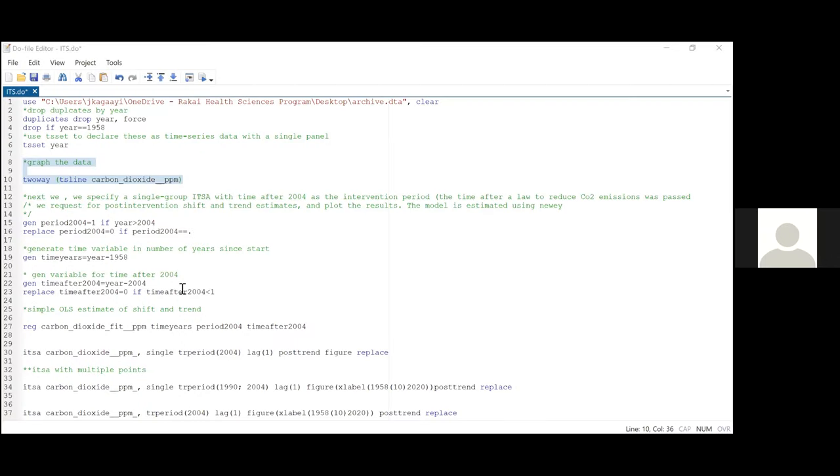So you could actually do a number of things. I had some code here just for purposes of getting people to do it from first principles. If I were interested in the period, a shift in carbon dioxide emissions was thought to have occurred around 2004 due to some intervention.